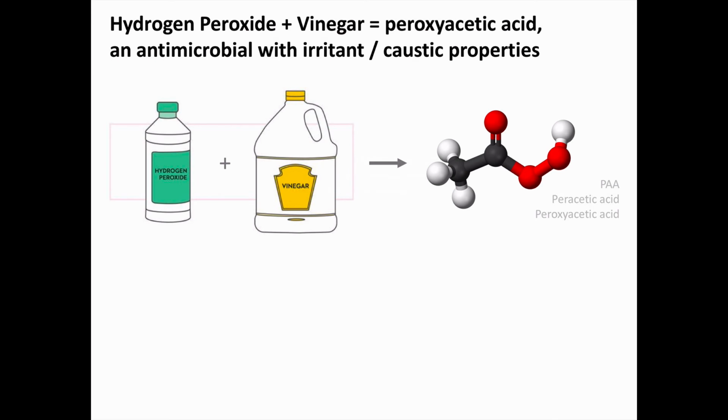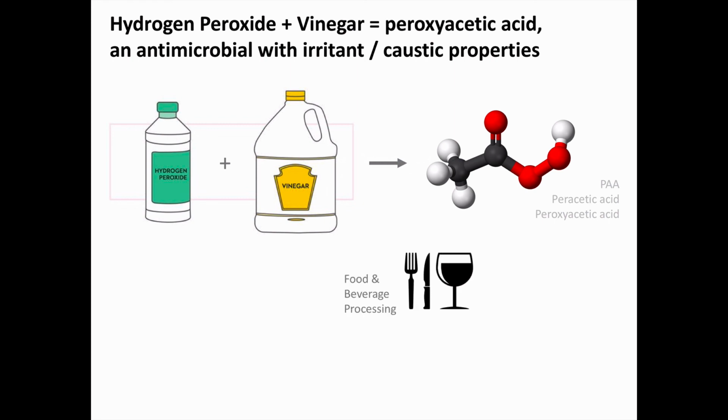Mixing hydrogen peroxide with vinegar, a solution containing acetic acid, produces peroxyacetic acid. It is true that peroxyacetic acid, sometimes called peracetic acid, has irritant and potentially caustic properties. It's just that the same can be said about hydrogen peroxide and acetic acid too. Just because we are making a new compound doesn't mean that it is so much more dangerous than the reactants that we have to really worry about it.